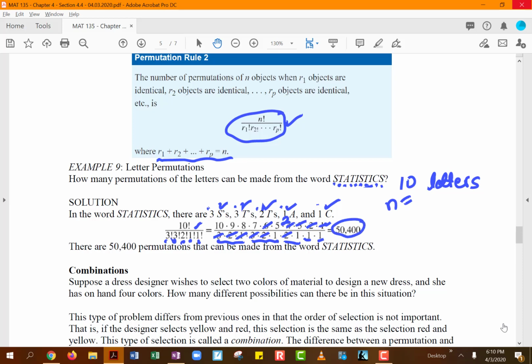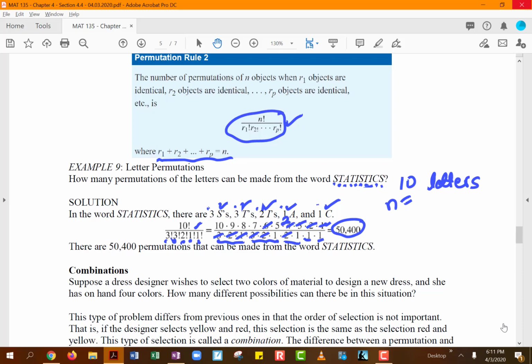If you take the letters that make up the word statistics and rearrange them, they may not make up a word, but you can still arrange those letters. So there are 50,400 different ways you can arrange these 10 letters that make up the word statistics. This is what your permutation rule 2 is looking at.